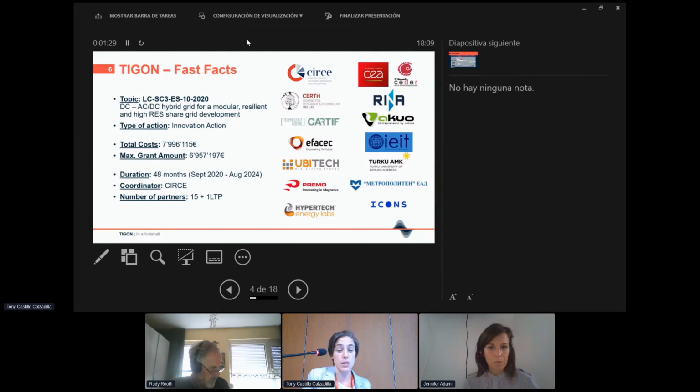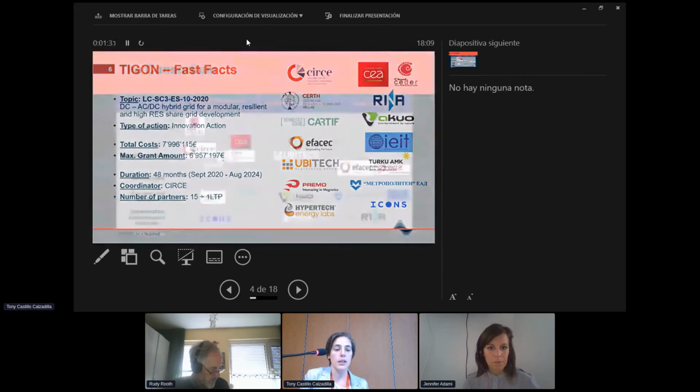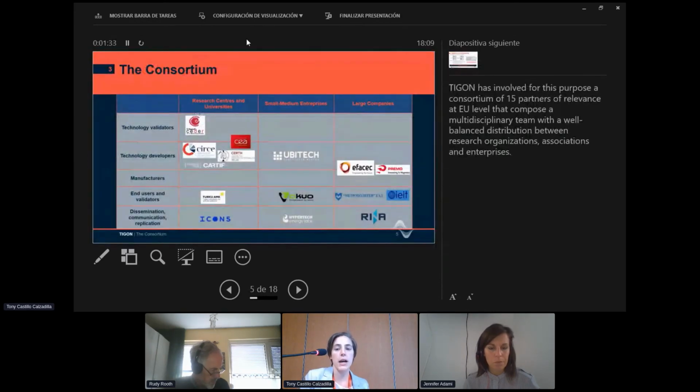And the consortium is composed by 15 partners that are relevant at European level and compose a multidisciplinary team from technology developers, manufacturers, end users, and of course a partner related to different transversal activities, and it's balanced between research centers, small, medium enterprise, and large companies.